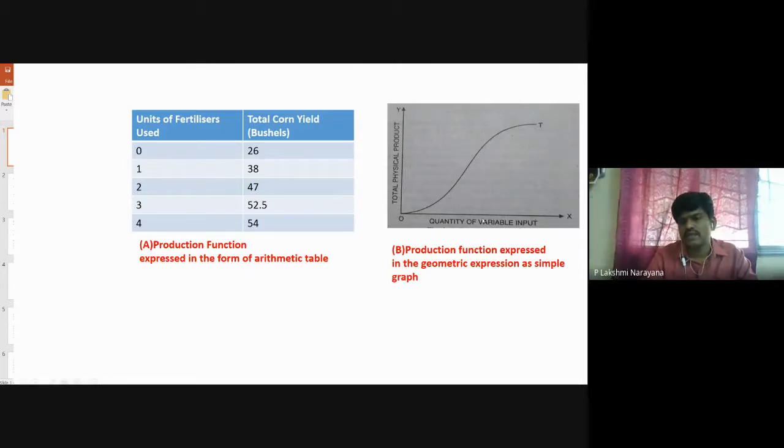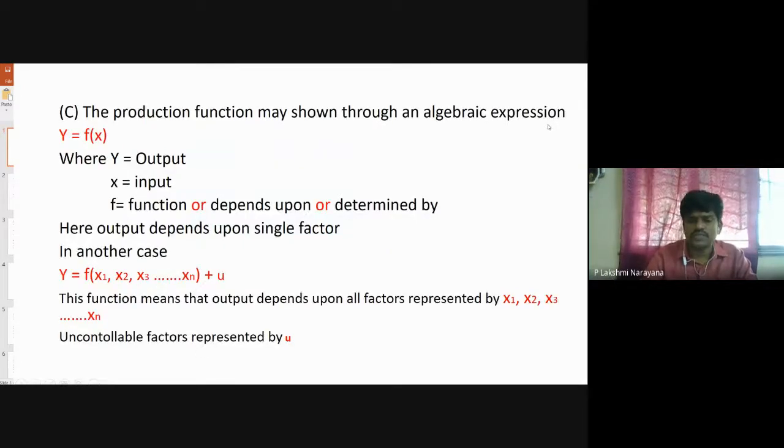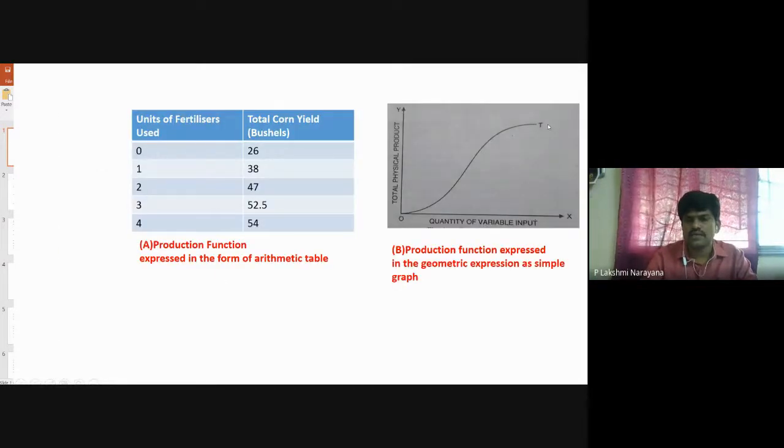On the x-axis, the quantity of variable input is shown, and on the y-axis the total physical product is shown. So by using these two values, we can arrive at a graph, a curve-shaped graph. First it increases, then slowly and continuously increases, but after some time it becomes stagnant. So this is another way to express the production function and the relationship of input and output.